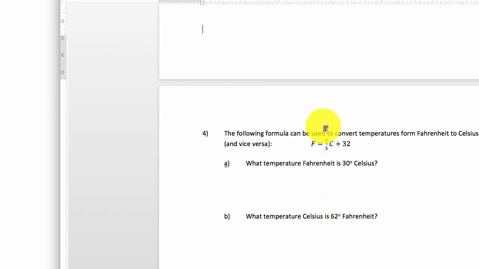Number 4, it's the classic formula for Fahrenheit to Celsius and vice versa. I give it to you, and then you have to tell me if it's 30 degrees Celsius out, what temperature is that in Fahrenheit? And then the opposite. If it's 62 degrees Fahrenheit, what temperature is that in Celsius? I would love some work for this, people. I know you could probably do this on your phone with some app or online in seconds and not learn anything. I would like some work with this one, please, number 4.